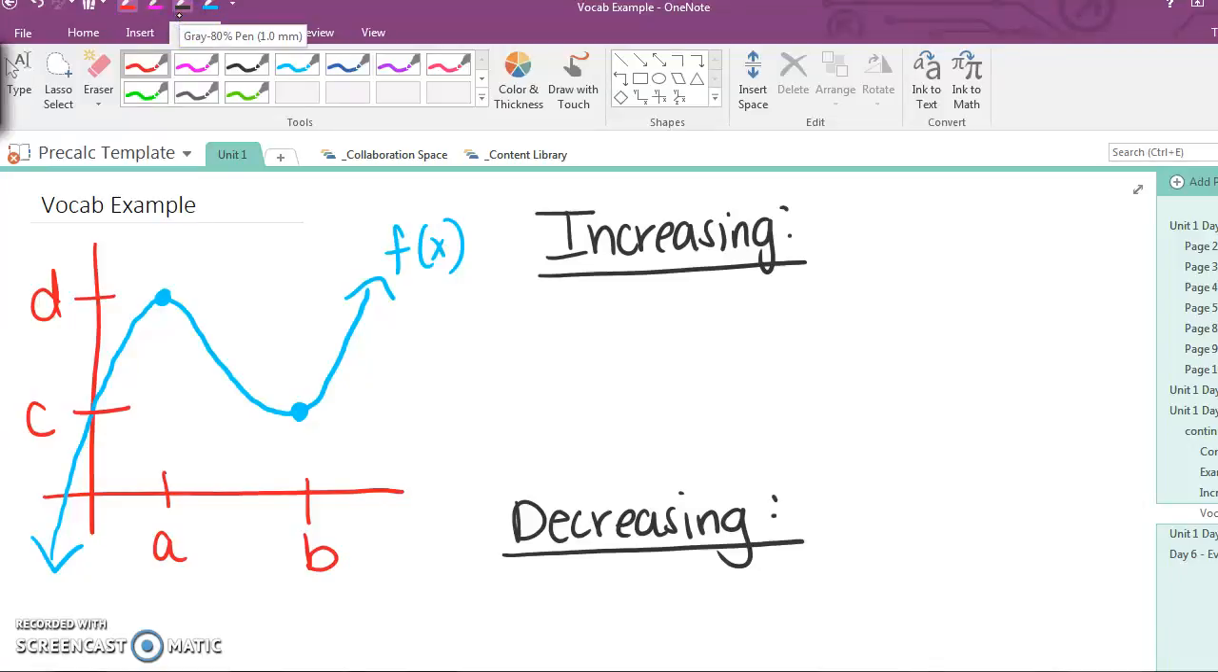We're going to look at an example here of our vocabulary, so pause the video to copy down this example and then hit play when you're ready.